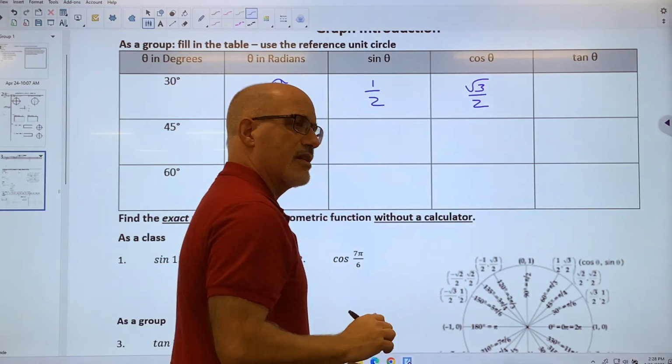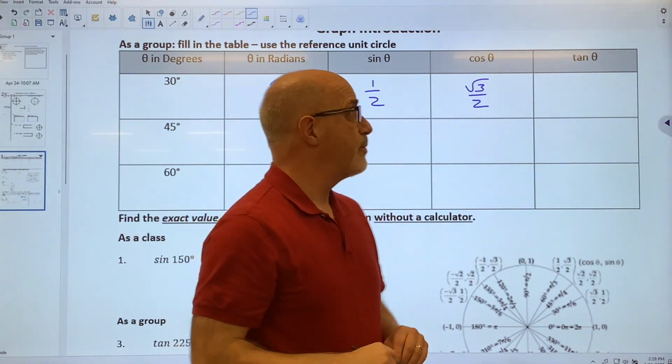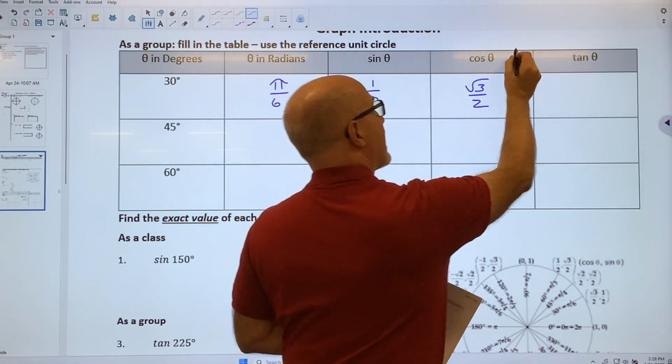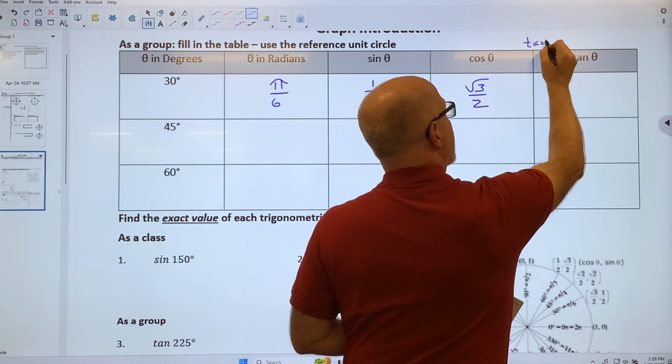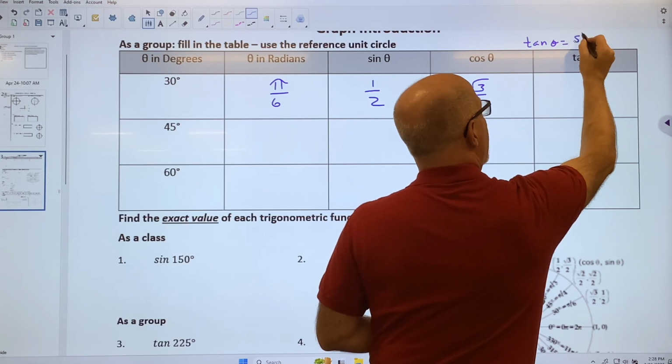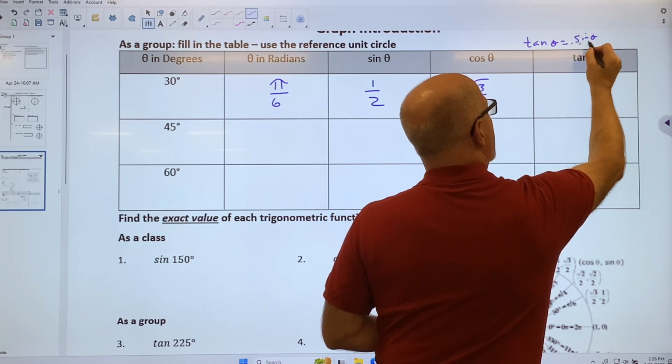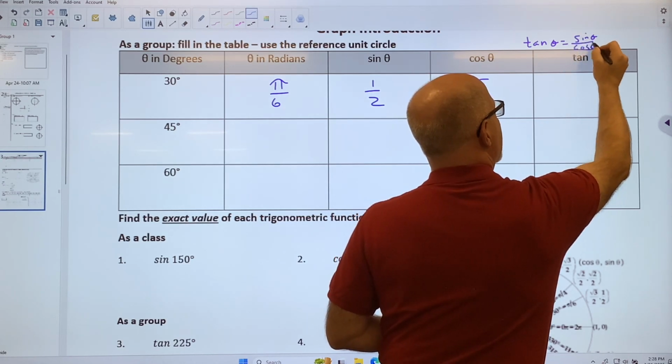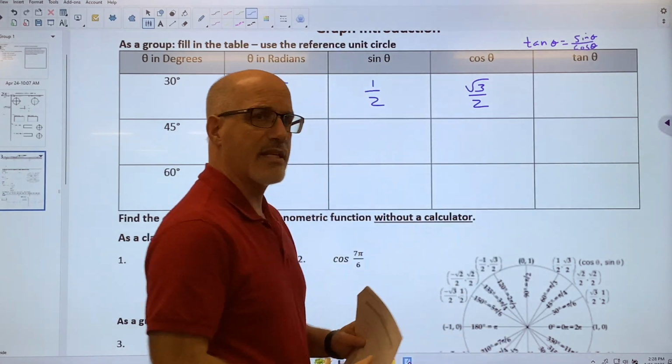Now tangent, we have to calculate. What we're going to do is use the fact that tangent of theta is going to equal sine theta over cosine theta. This is an identity that we can use to calculate tangent.